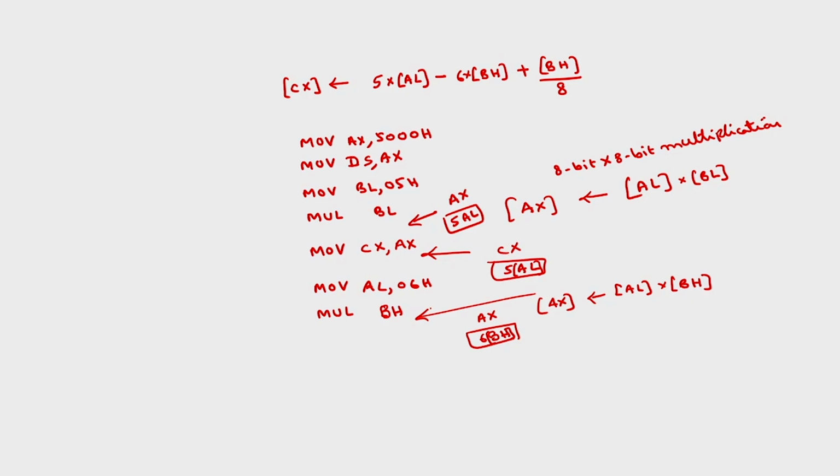Now you have to subtract one from the other. For that, this 6BH which is in AX has to be subtracted from CX, SUB CX comma AX. So here CX now contains 5 into AL minus 6 into BH. Okay. Then you have to perform BH by 8.